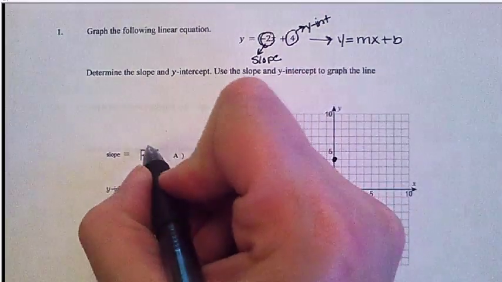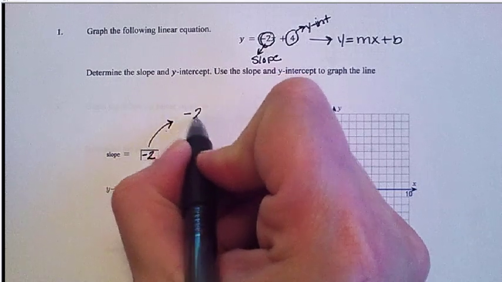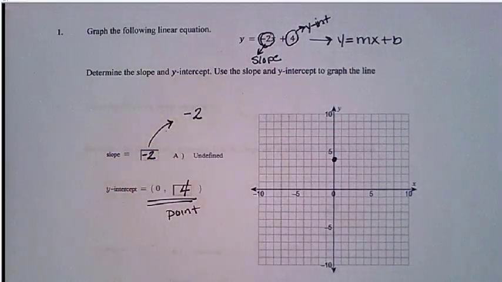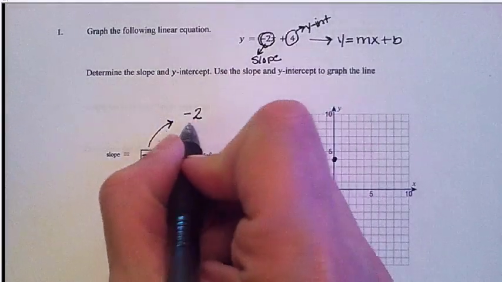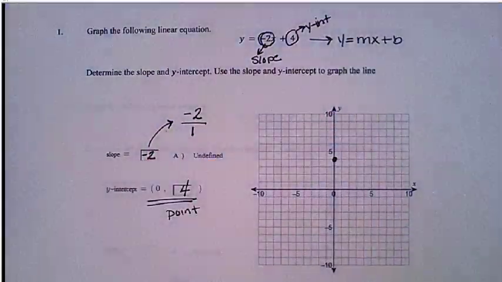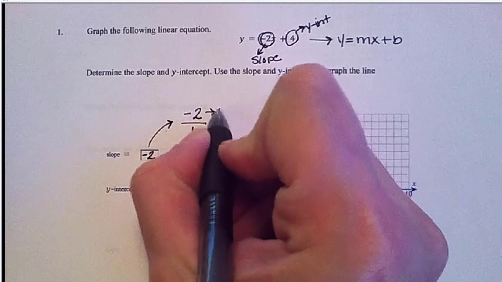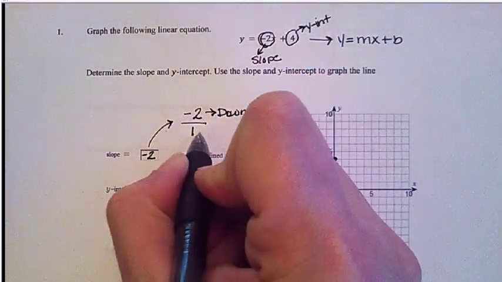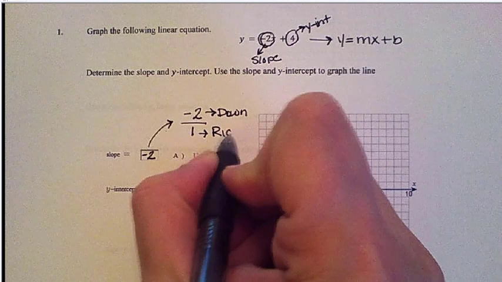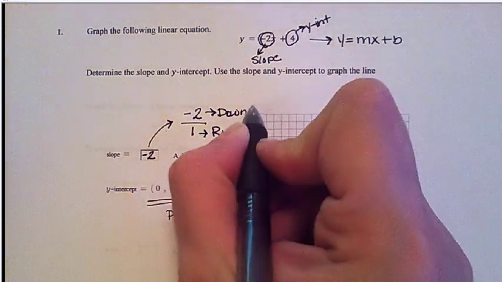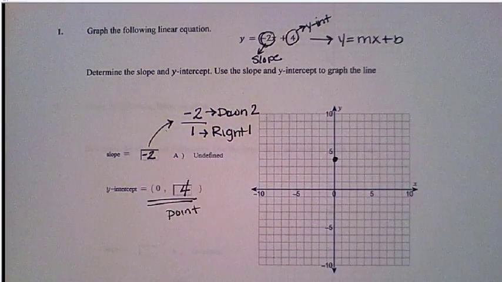Now let's talk about the slope. Our slope in this case is negative 2, but remember when we talked about it from the definition, it was rise over run. It was in that fraction format. So anytime we have a slope that's a whole number, we always want to put it in a fraction, and the way you do that is you place it over 1. Any whole number is always a fraction over 1. Now the negative 2 here is telling us we need to go down 2, and the positive 1 is telling us we need to go to the right 1. So we're going to go down 2 and to the right 1.